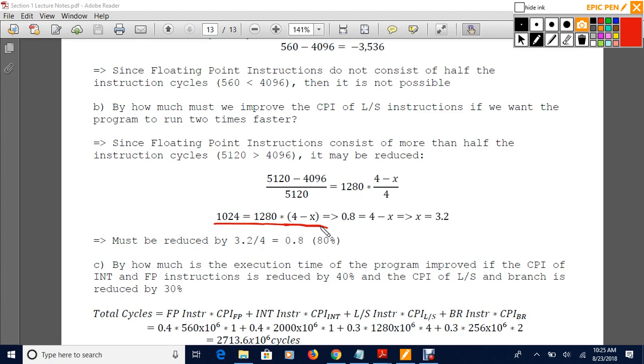So here, I solve for x, and x comes out to 3.2, right? So it must be reduced. That's the way the question is phrased. So I have to get rid of 3.2 out of 4 to reduce it that much. And intuitively, that makes sense because I'm bringing 5,120 down to 1,024, so it should be a really significant percentage of the number, right? If you come out with something like 0.2 over 4, that's really low, so the math doesn't work out. In this case, 3.2 divided by 4 comes out to 0.8, which is 80%.